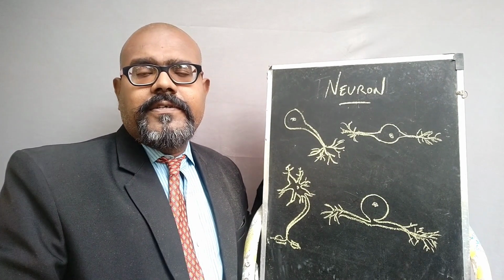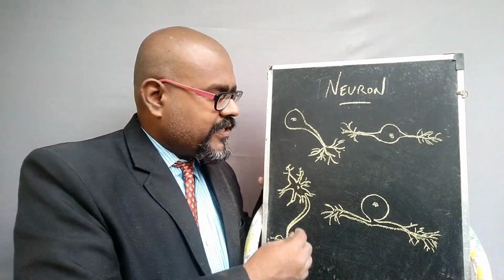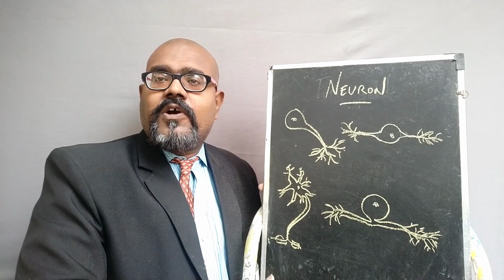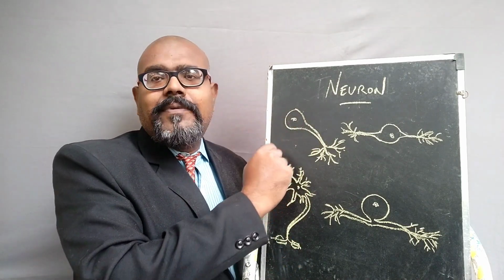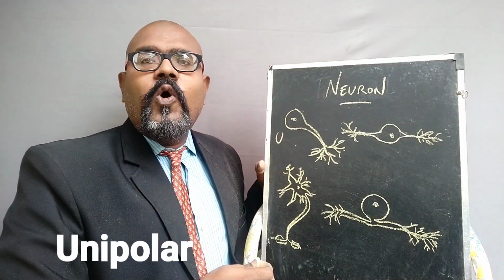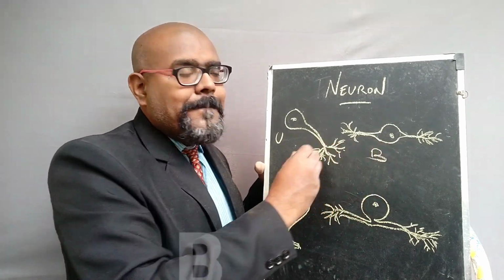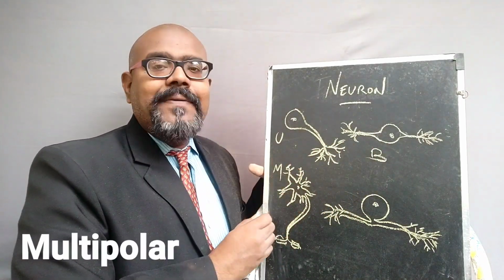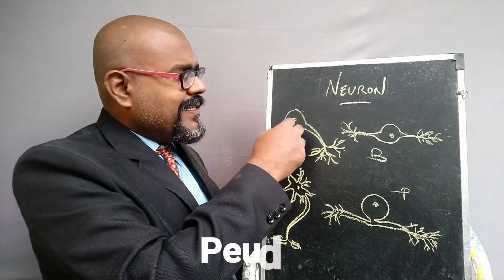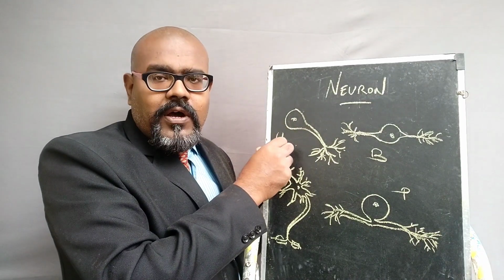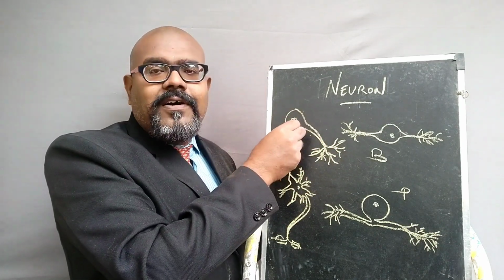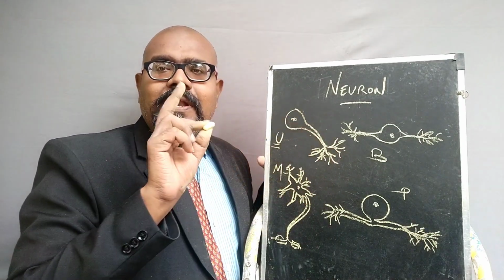The next part is that, according to structure, neurons can be classified into 4 different types. We already covered the important types of neurons according to function. According to structure, we can classify neurons into 4 different types. One is the unipolar neuron. The second is the bipolar neuron. The third is the multipolar neuron. The fourth is the pseudopolar neuron. Let's see the structure. The unipolar neuron has only one projection from the small cyton, with only one dendrite.